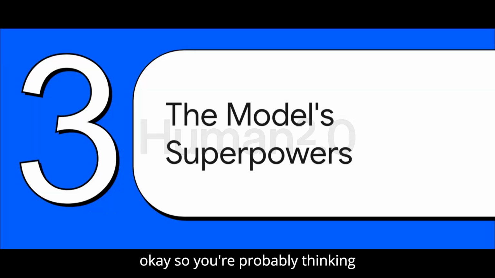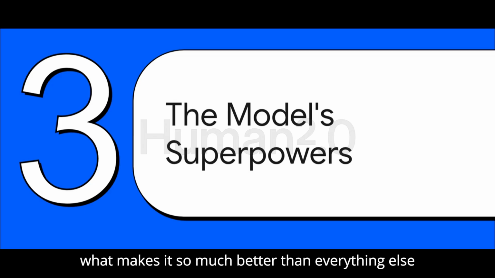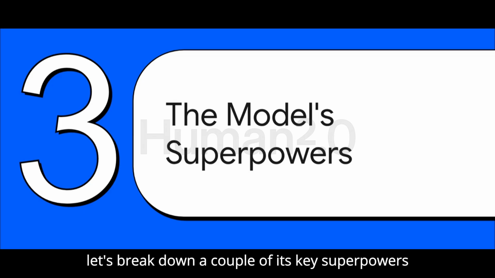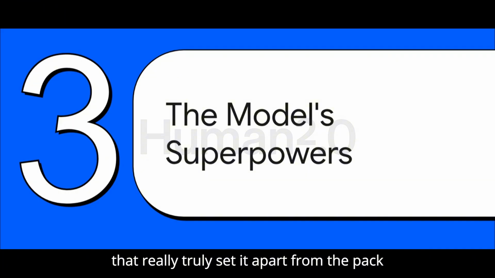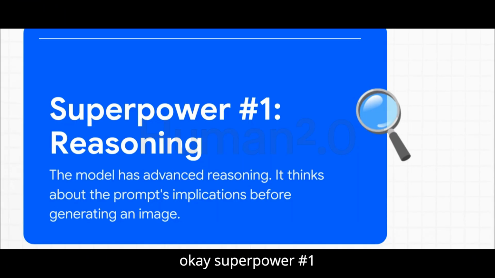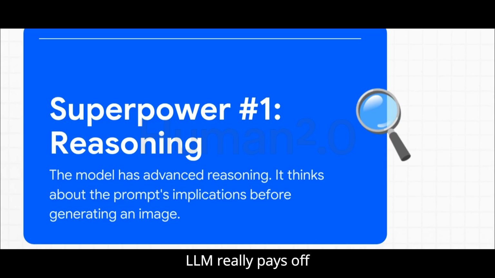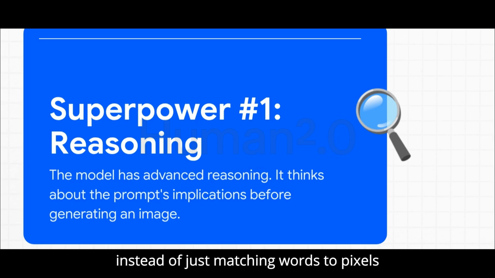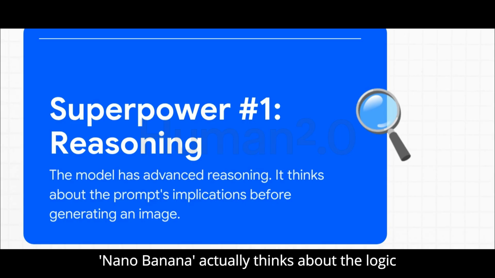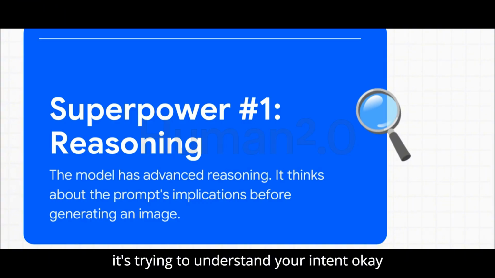Okay, so you're probably thinking, what makes it so much better than everything else? Let's break down a couple of its key superpowers that really truly set it apart from the pack. Okay, superpower number one, advanced reasoning. And this is where that connection to the Gemini LLM really pays off. Instead of just matching words to pixels, which is what most models do, Nano Banana actually thinks about the logic and the implications of what you're asking. It's trying to understand your intent.